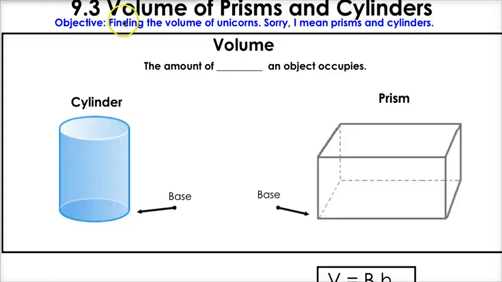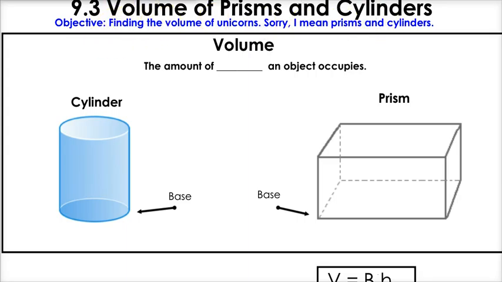Welcome to lesson 9.3, volume of prisms and cylinders. Now, I'll give you two guesses to what this is about. Nope, that's not what this lesson's about. Try again. Yes, it's about the volume of prisms and cylinders. You did it. So to do this lesson, we should probably understand what volume means.